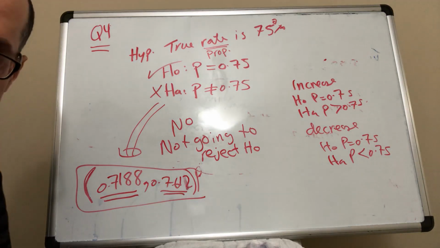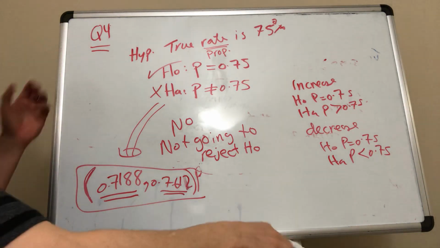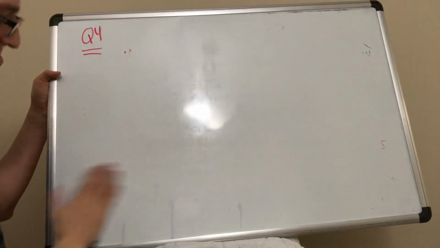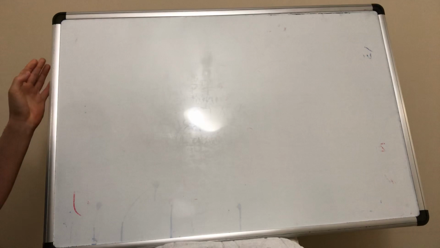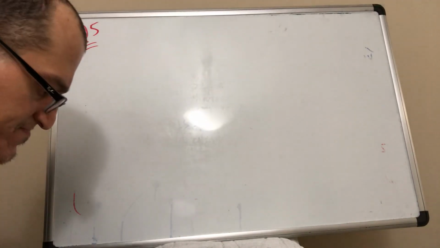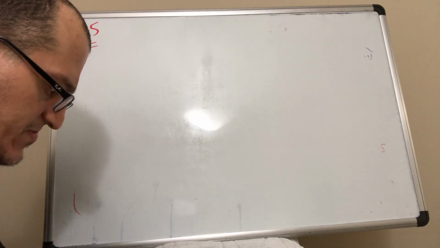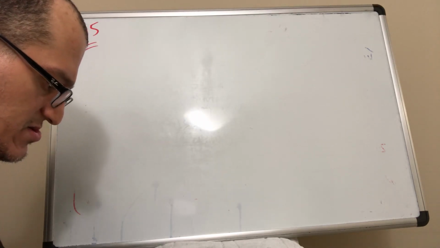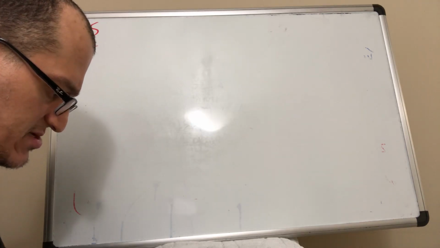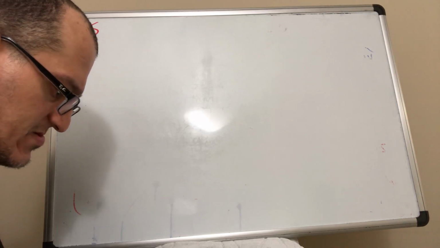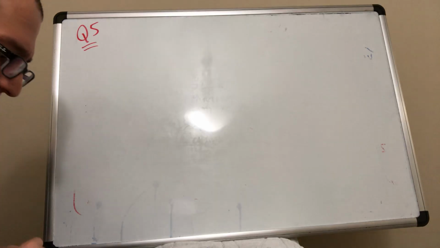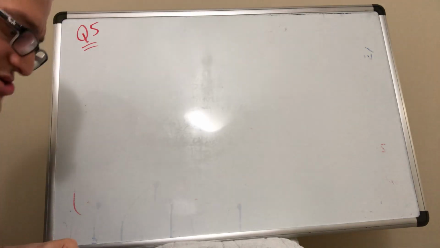Question 5. I want you to read it first to be familiar with the concept. A semiconductor manufacturer produces controllers used in automobile engines. The customer requires the process fraction defective not to exceed 5%. So the defective rate should be lower.